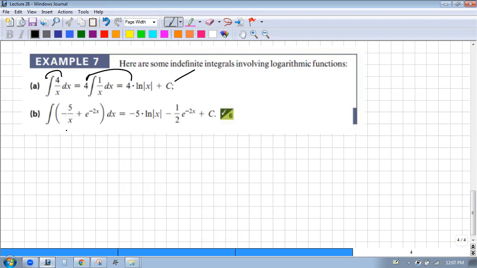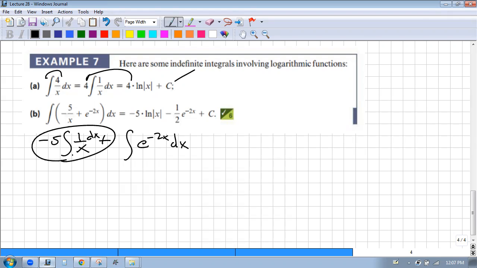This one we can break into two different ones. This is a minus 5 integral of 1 over x dx, and then the integral of e to the minus 2x dx. So this one is just the minus 5, and then you have the natural log. This one here, you have the e to the minus 2x, but you have to divide by a minus 2, and then you have plus a constant. Okay.